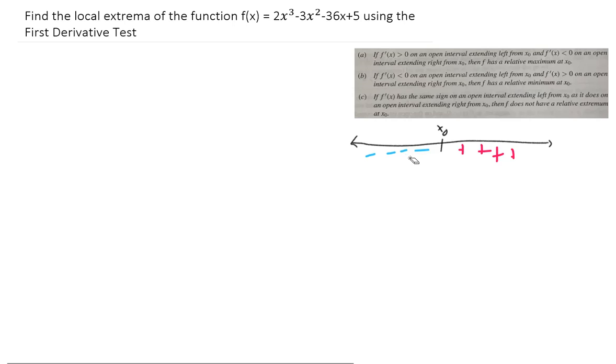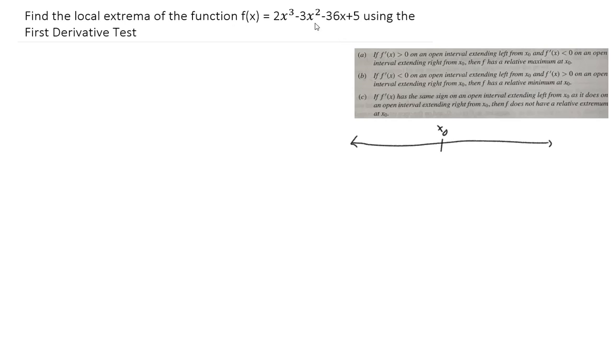And then the third rule stipulates that if your derivative has the same sign on either side of your critical point, then it's neither increasing nor decreasing. So if it's negative the whole time, it's going to look like this, and obviously there is no relative minimum. And the same is true with the positive slope all the way, it just continues to increase. So we can't find a relative minimum or maximum in that case. So that's what the first derivative test tells us.